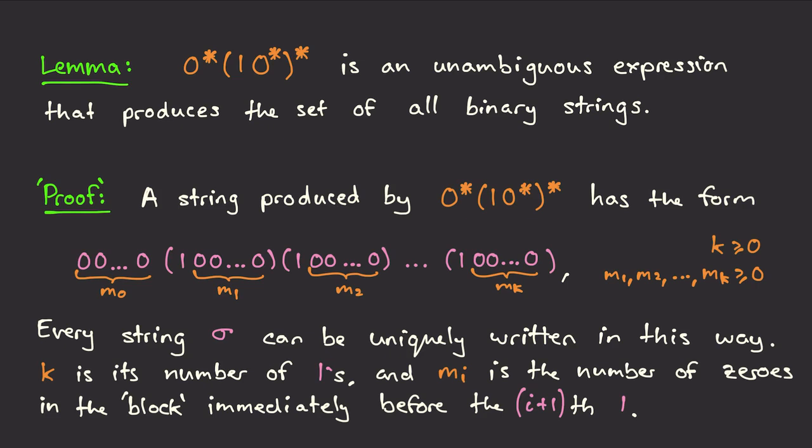If you give me any binary string sigma, then I can let k be the number of ones in sigma, I can let m0 be the number of zeros in sigma before the first one, m1 be the number of zeros in sigma between the first and second ones, and so on, and I'll get a description of sigma in exactly the above form. Moreover, if I chose different k's or different values of the mi's, they would give me a different string, so sigma is uniquely describable in this form. Therefore, the expression produces each binary string exactly once, so it unambiguously produces the set of all binary strings.